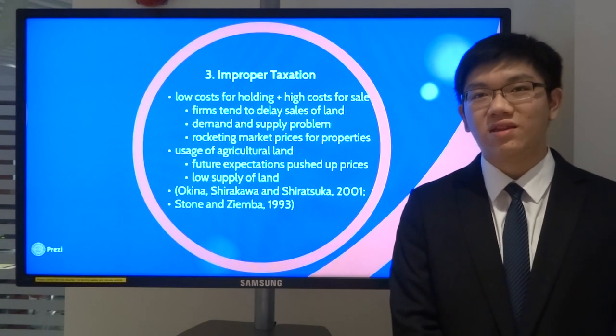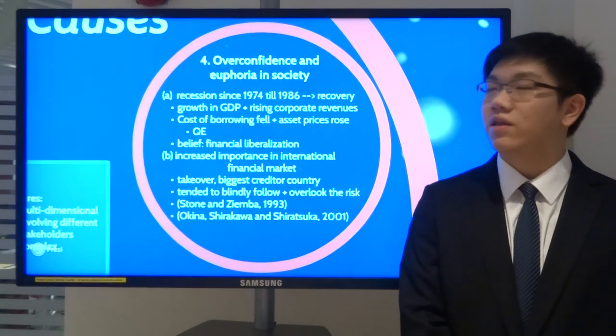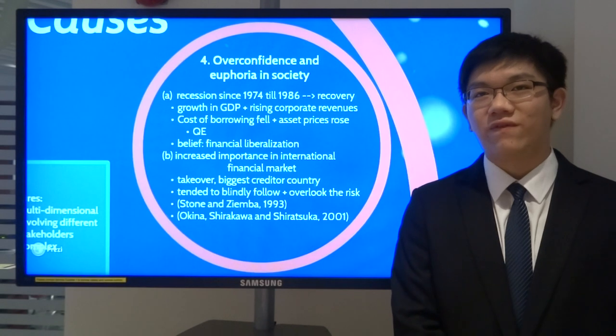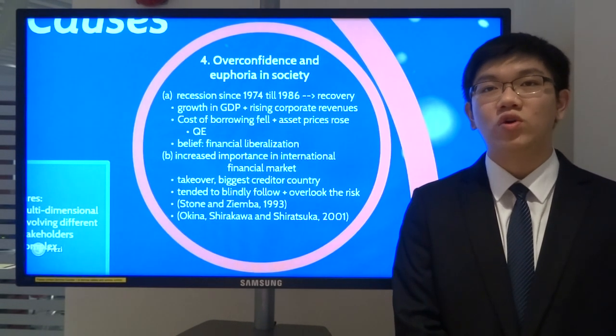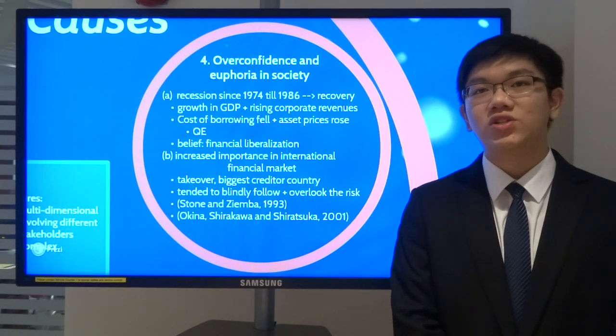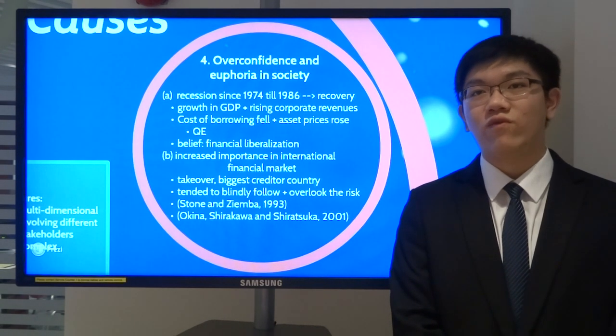This exacerbated the problem of biased taxation. Last but not least, the fourth cause of the Japan bubble was overconfidence and euphoria in society. As a matter of fact, Japan had faced recession in its economy since 1974, all the way till 1986. However, in early 1986, Japan showed a sign of recovery, supported by growth in GDP and rising corporate revenues.